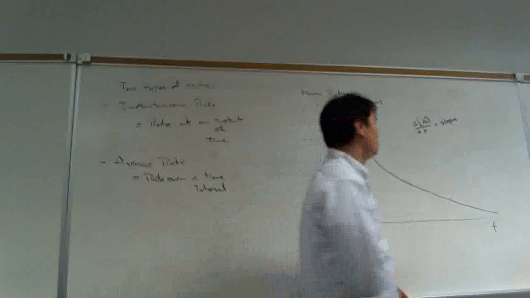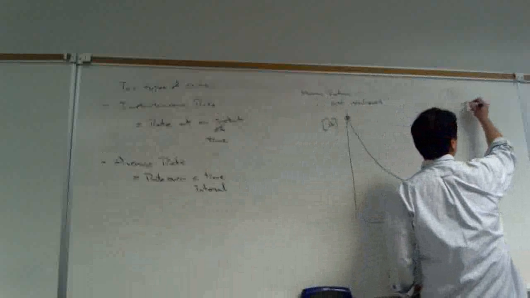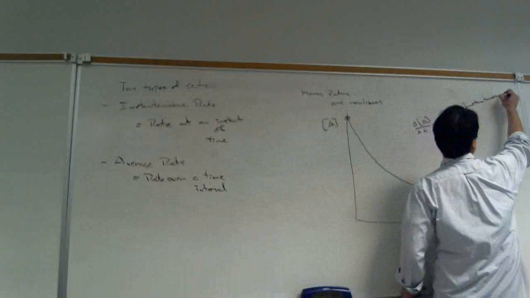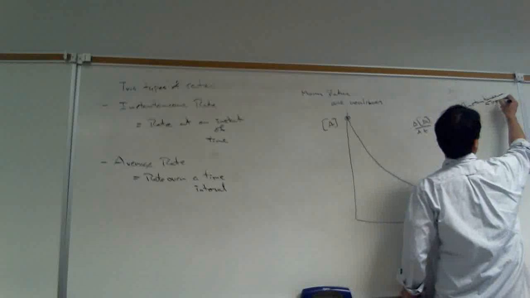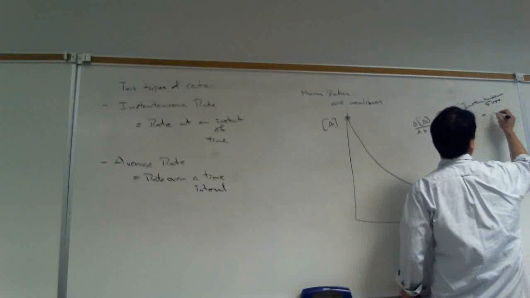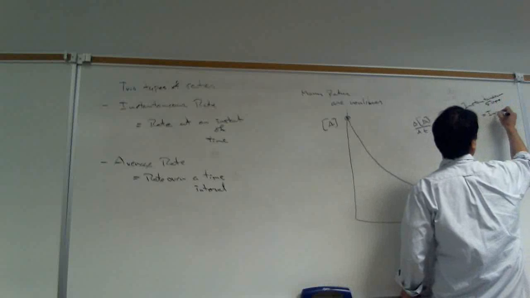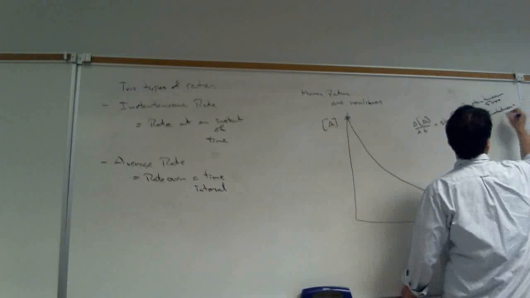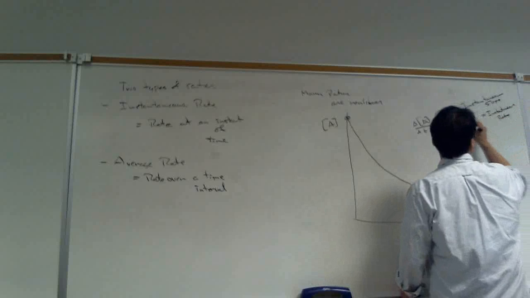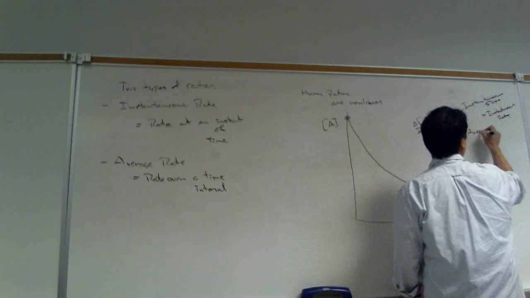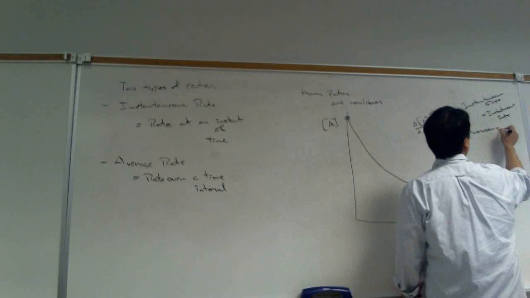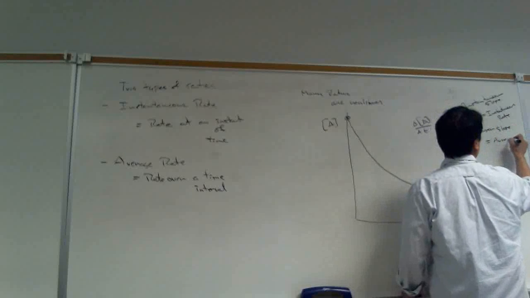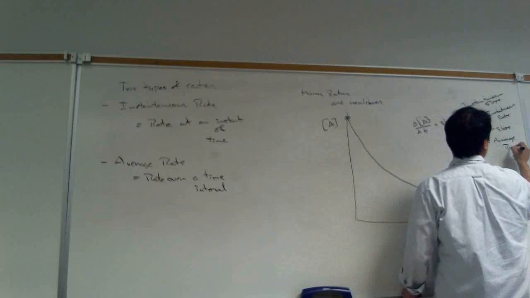And we have two types of slopes. We have the instantaneous slope, which would be equivalent to the instantaneous rate. And we have the average slope, which is equal to the average rate.